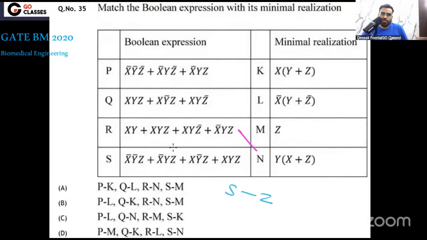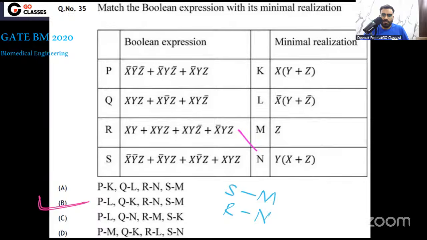S will match with m, and you can see this r will match with n. So rs are matching with nm. Rest we have already seen. The final answer will be option B. I hope you understood. So that's it.